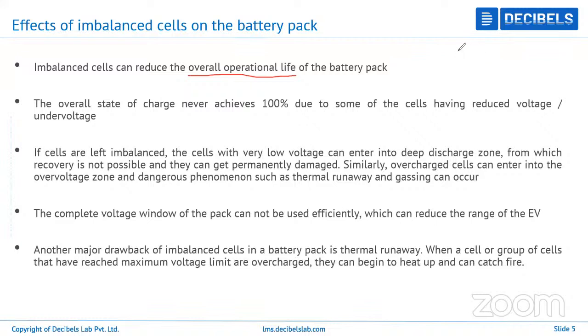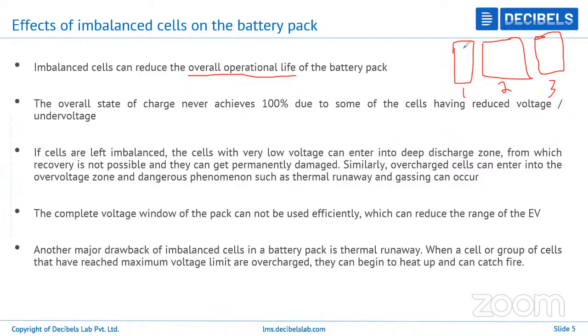So let's say that we consider the previous example itself. Suppose we have n number of cells, and let's say we'll just consider three cells.